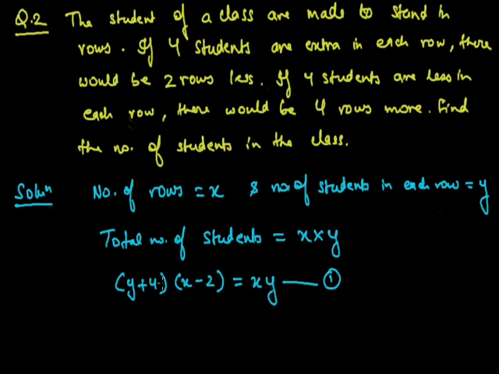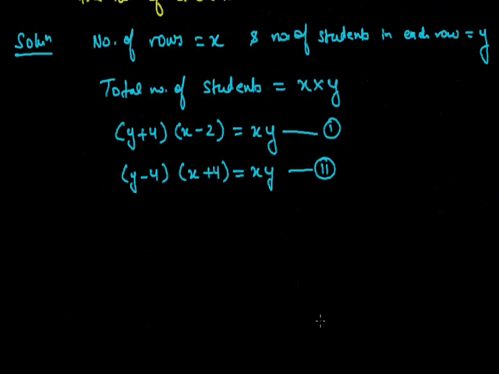From the second statement, if 4 students are less in each row, that is y minus 4, there would be 4 rows more. So the number of rows will increase, and it will become x plus 4, and this again will be equal to x into y, because the product of y minus 4 into x plus 4 is again equal to the total number of students in the class. Accordingly we got two equations, and now we'll try to solve these two equations.